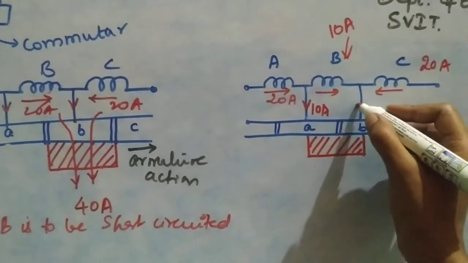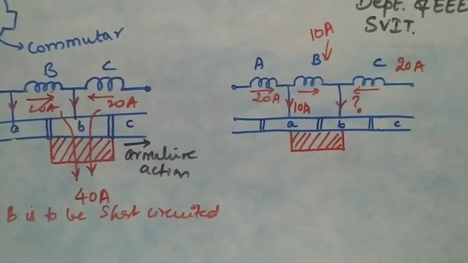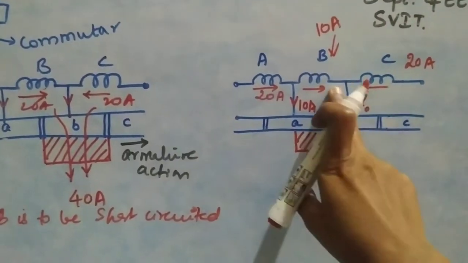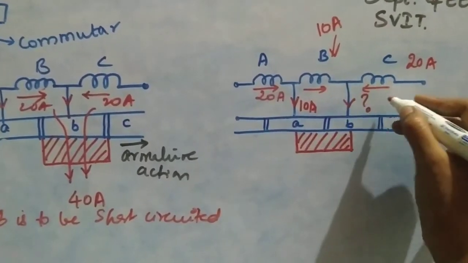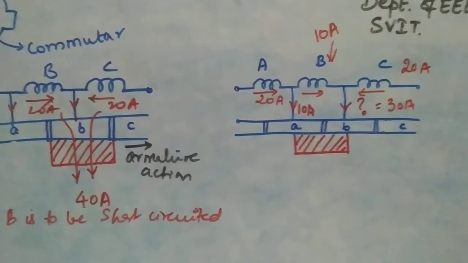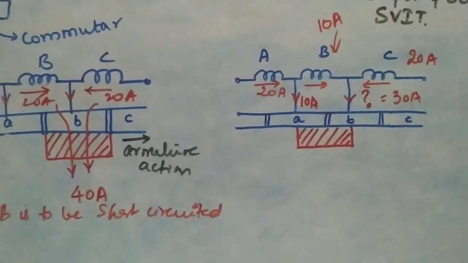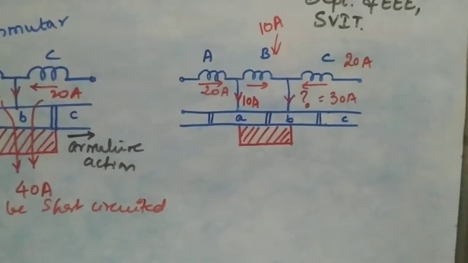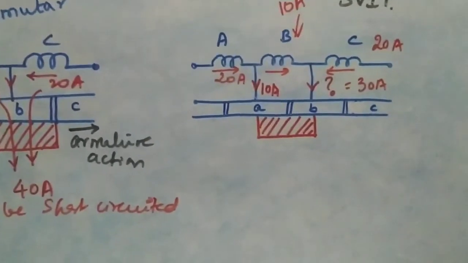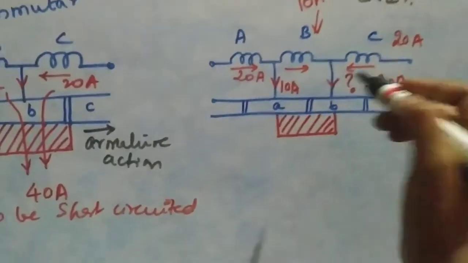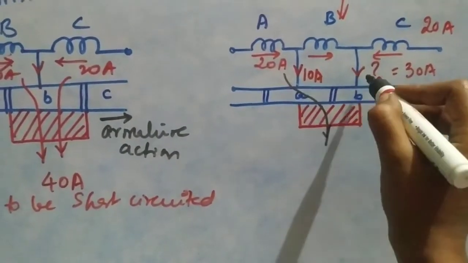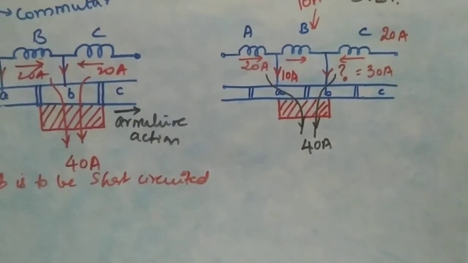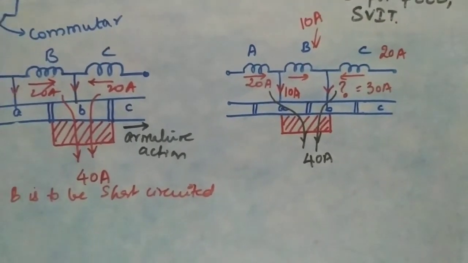Now let me tell how much current will flow here. This is 10 amps, this is 20, so it will be 30 amperes. So how much current will flow in the brush? It will be around 40. Can you see that? Here a part of the current, and here also a part of the current. Still it is 40 amperes.